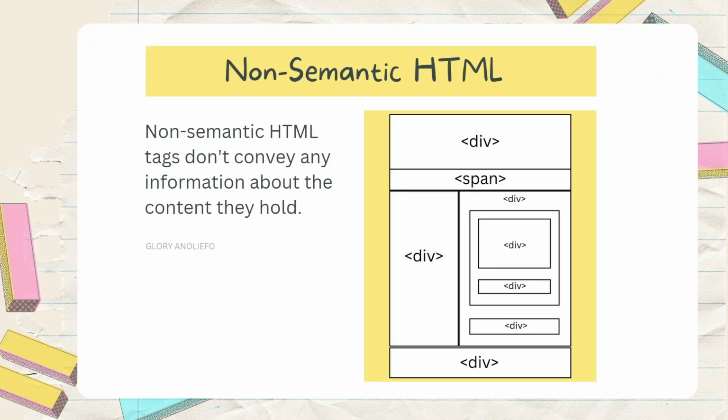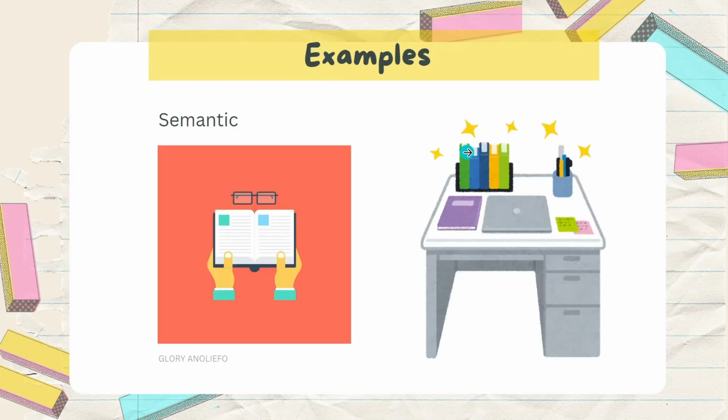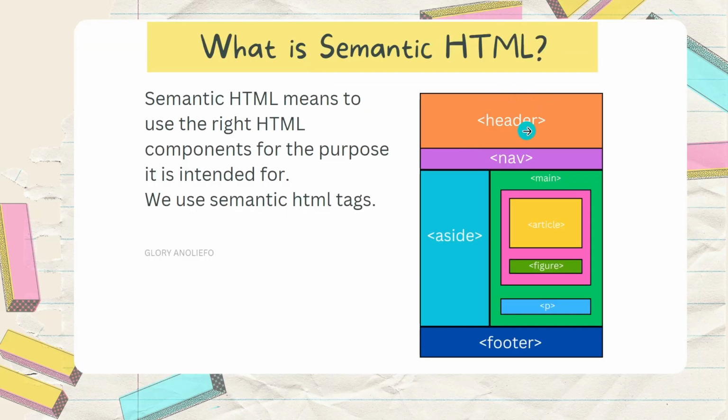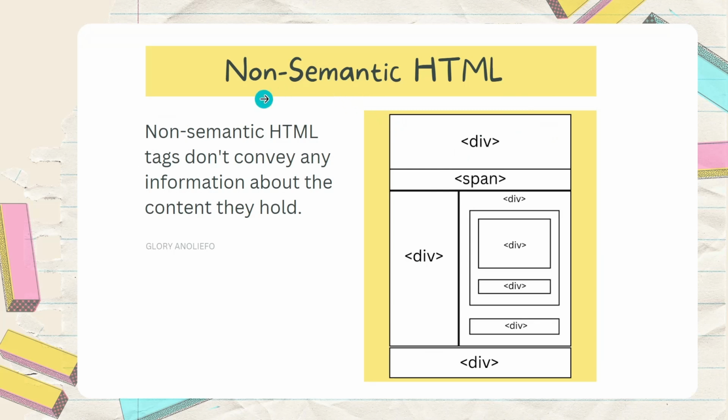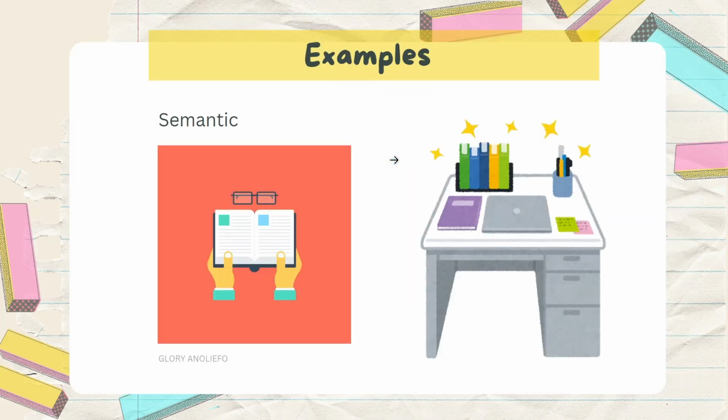But then let's compare with non-semantic HTML. Non-semantic HTML tags don't convey any information about the content they hold. If you were to create a header semantically, you can see here that the header tag was used. But if you were to create a header without taking into recognition semantics for HTML, you'll be using just a div, all right? And it comes with its cons.